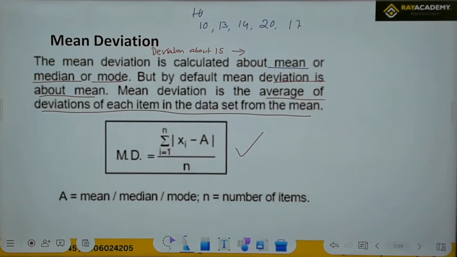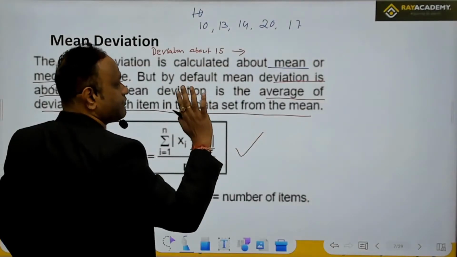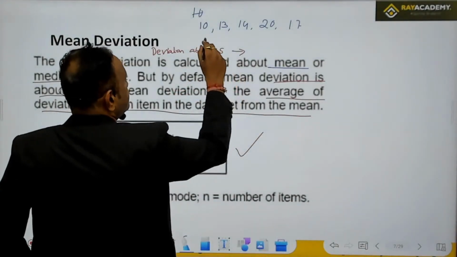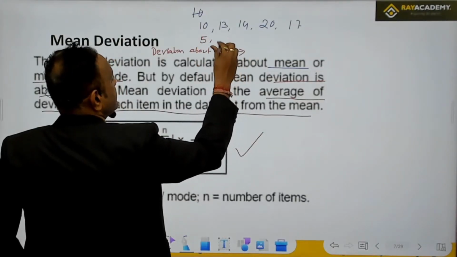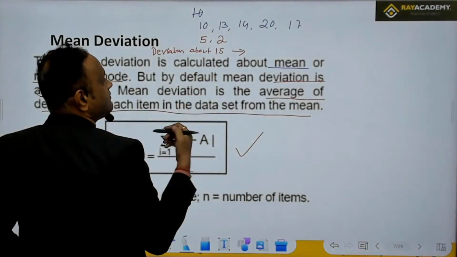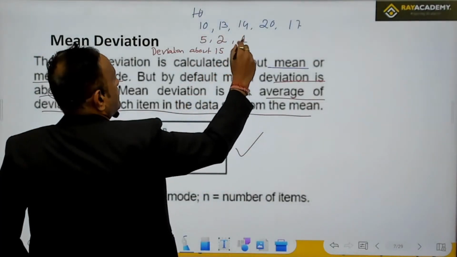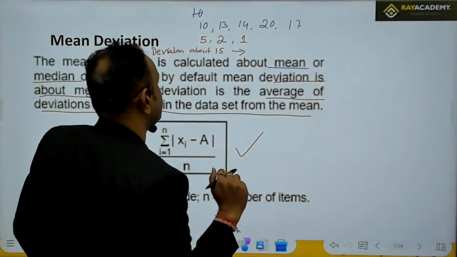Deviation about 15 means, what is the difference between 10 and 15? It is 5, a positive number. Deviation means positive, so the deviation will be 5. 13 and 15, the deviation is 2. 14 and 15, the deviation is 1. Plus or minus is not important. Deviation means only the difference you have to mention.